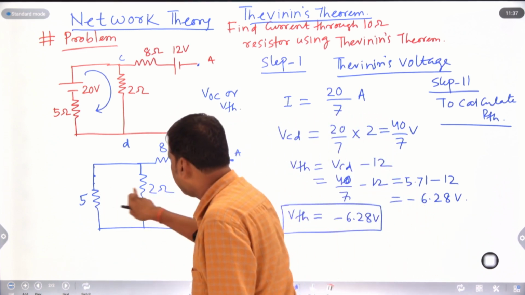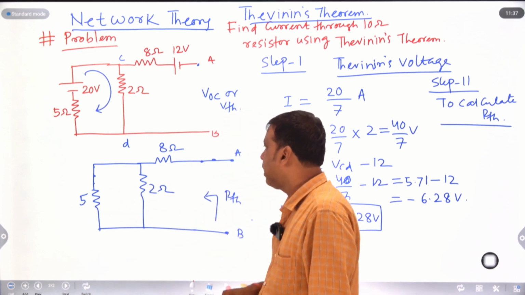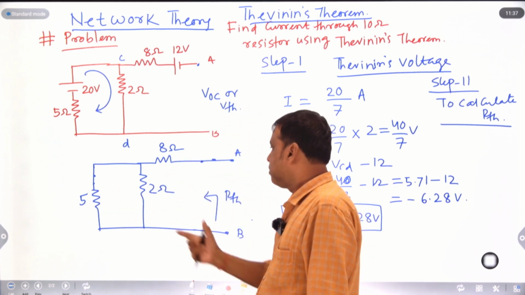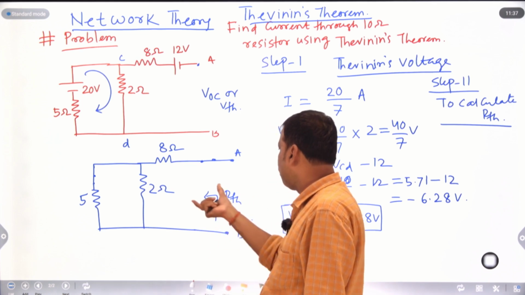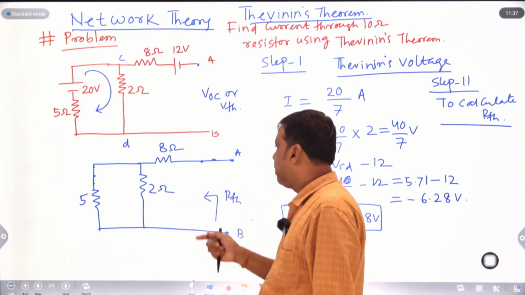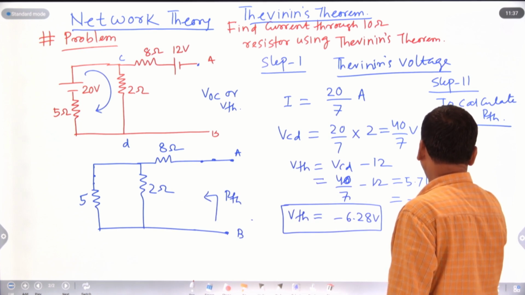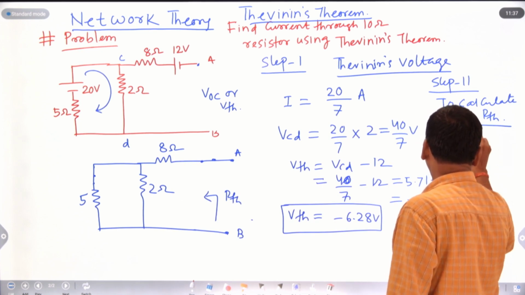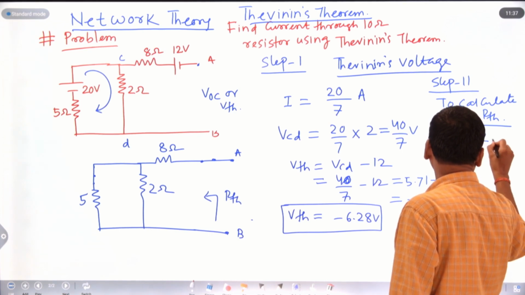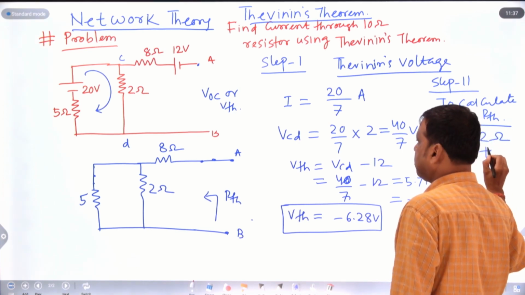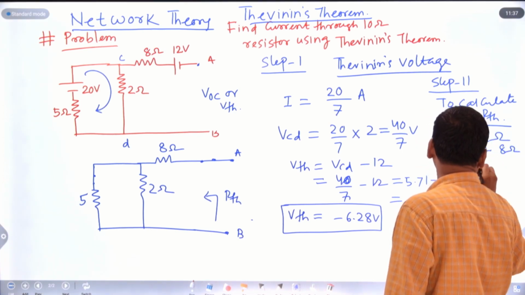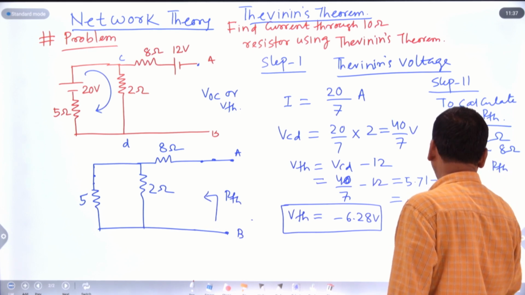How to calculate RTH? This is a 5 ohm and this is a 2 ohm. This 5 ohm and 2 ohm are parallel and 8 ohm is in series. So the equivalent resistance is how much? If you look from AB, the RTH is 5 ohm parallel with 2 ohm, plus series with 8 ohm. This is nothing but your RTH. The value of RTH is how much?